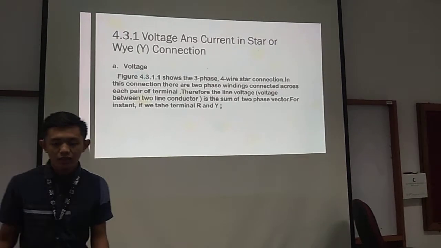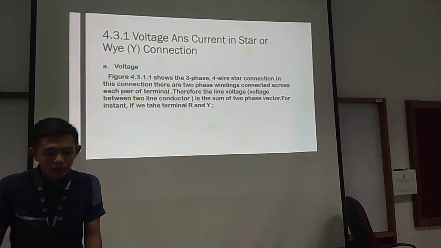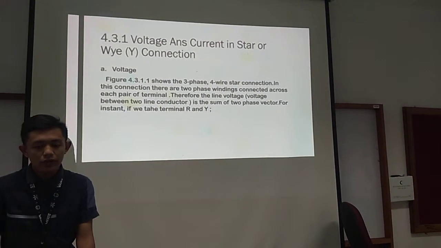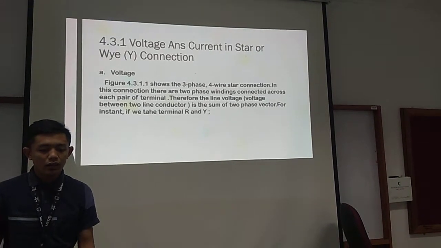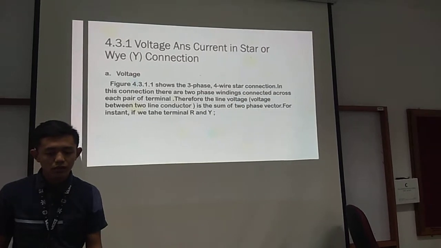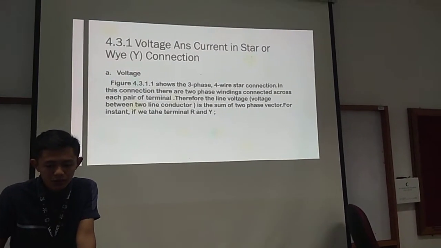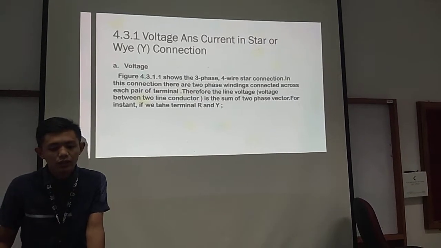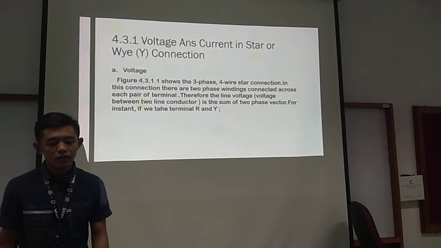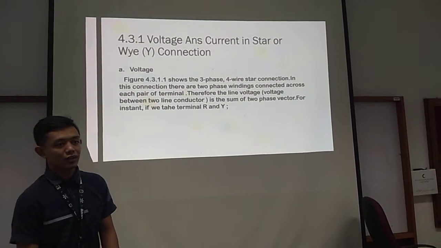Voltage and current in star or Y connection. Figure 4.3.1.1 shows the three-phase 4-wire star connection. In this connection, there are two phase windings connected across each pair of terminals. Therefore, the line voltage between two line conductors is the sum of two phase vectors. For instance, if we take the terminals R and Y.